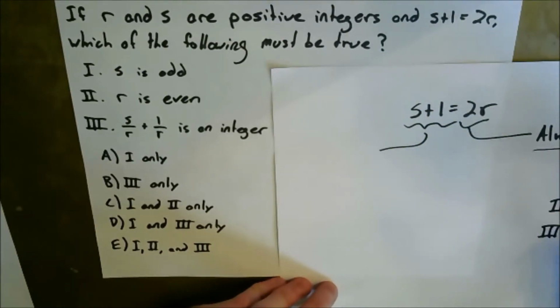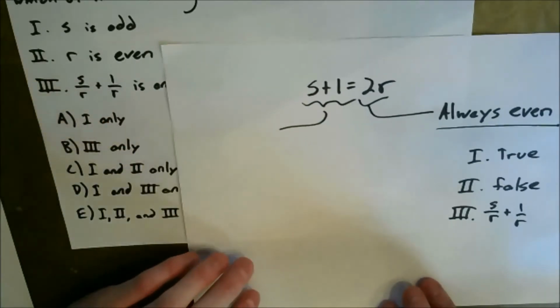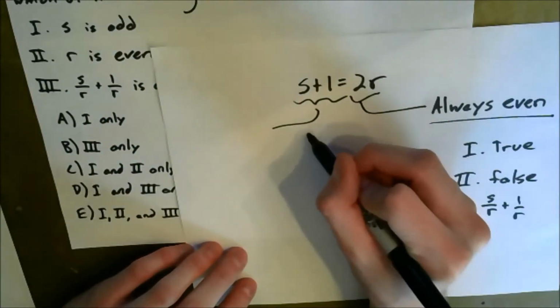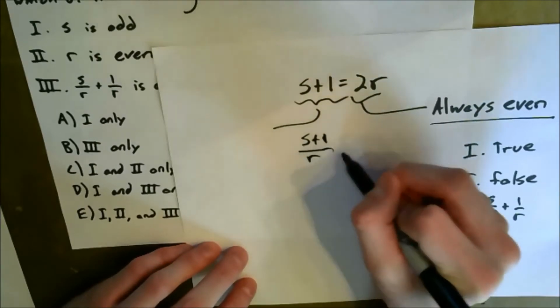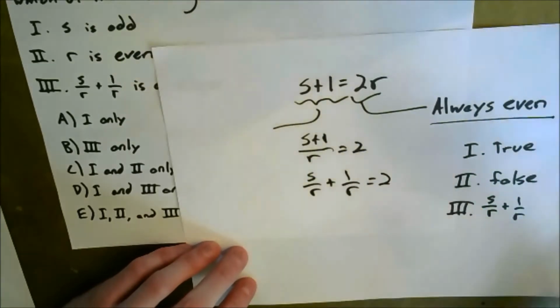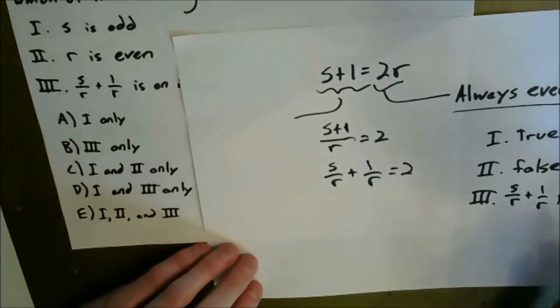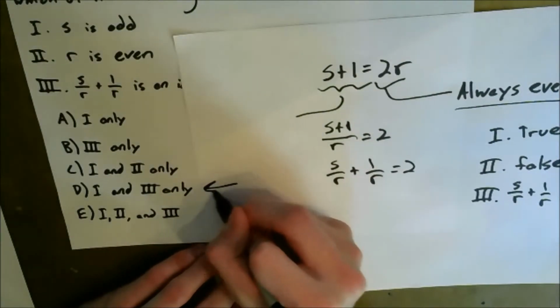just to reiterate, s over r plus 1 over r is an integer. That means it's a whole number, no fraction. Well, let's manipulate this equation a little bit. s plus 1, let's divide both sides by r. Then we get s plus 1 over r equals 2. We split that up into s over r plus 1 over r equals 2. And that's exactly what the third condition is, and it equals an integer. In fact, it'll equal 2. So 3 is true. So our answer then, finally, is 1 and 3, which we see is answer D.